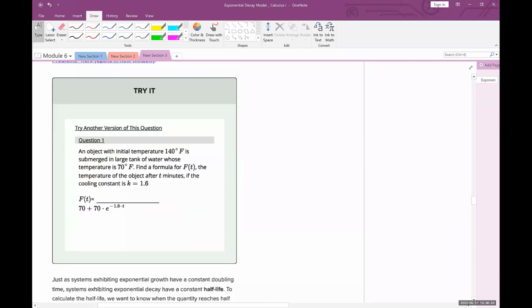What's this one here? An object with initial temperature 140 degrees Fahrenheit is submerged in a large tank of water whose temperature is 70 degrees Fahrenheit. Find a formula F of T, the temperature of the object after T minutes, if the cooling constant is K equals 1.6.